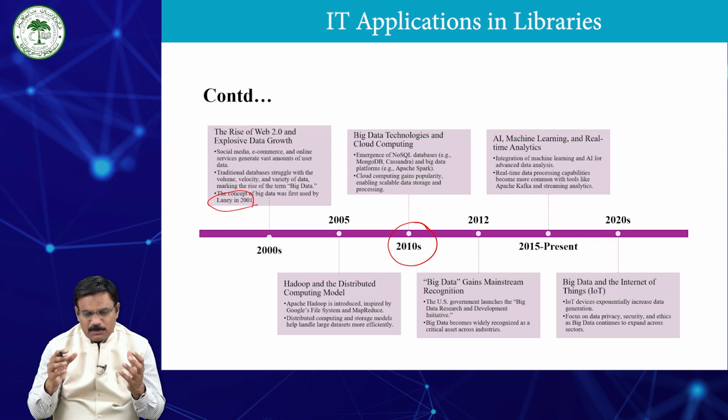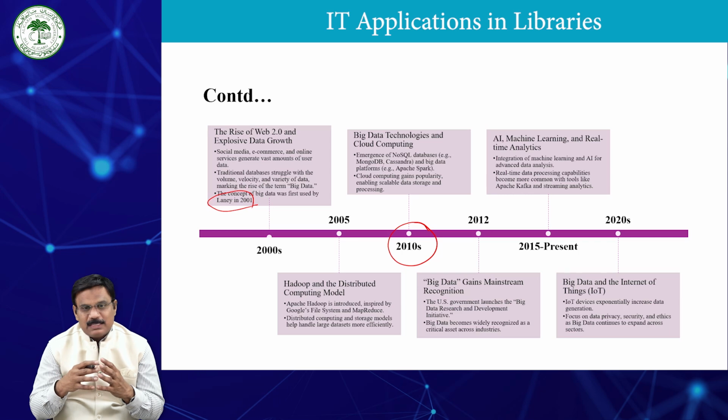From 2015 to the present, we are witnessing the impact of artificial intelligence, machine learning, and real-time analytics. There is integration of machine learning and artificial intelligence for advanced data analysis. Real-time data processing capabilities using cloud computing become more common with tools like Apache Kafka and streaming analytics.